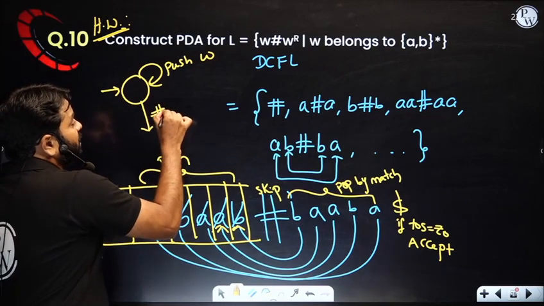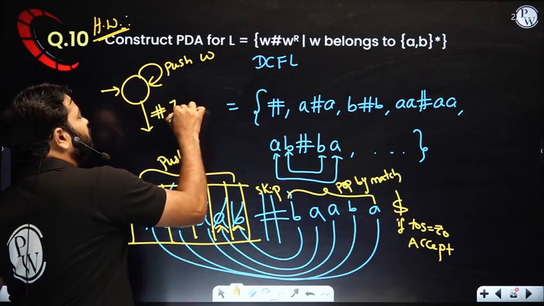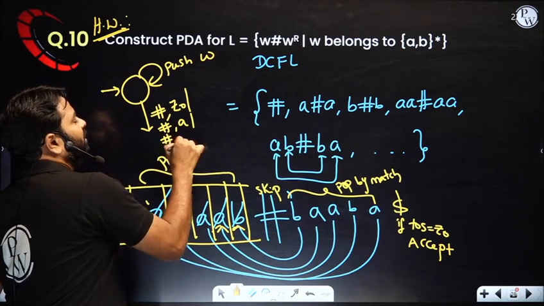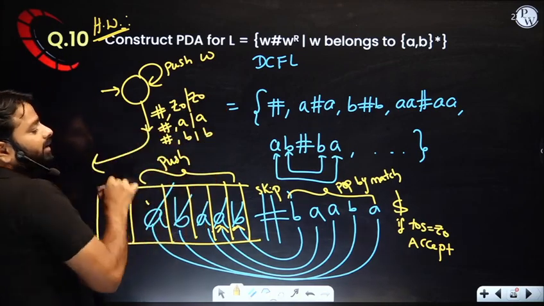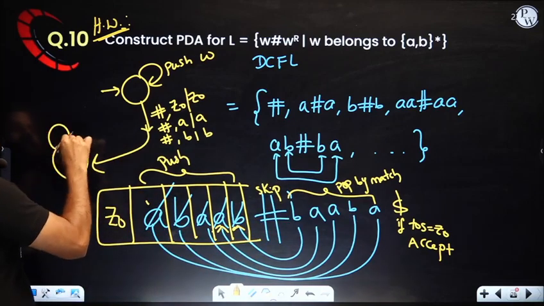I already told this. When ash comes, what is there here? Z naught might be there, a might be there, b might be there. Don't do anything, keep the same, because we don't pop them. Right, here, go to some state, pop, here, pop.